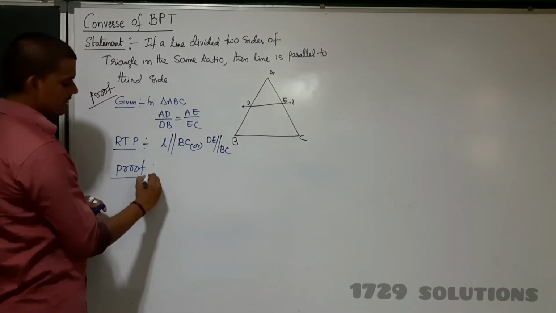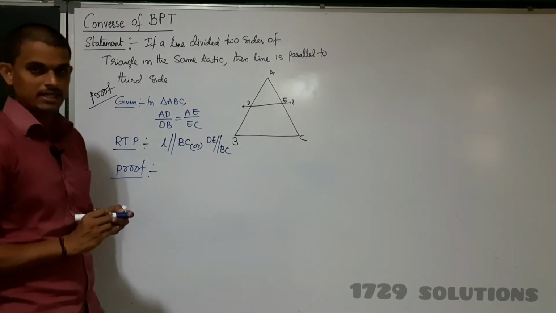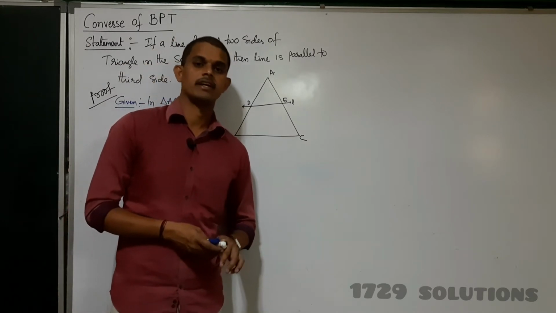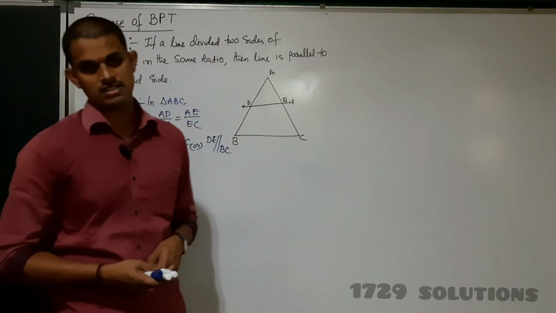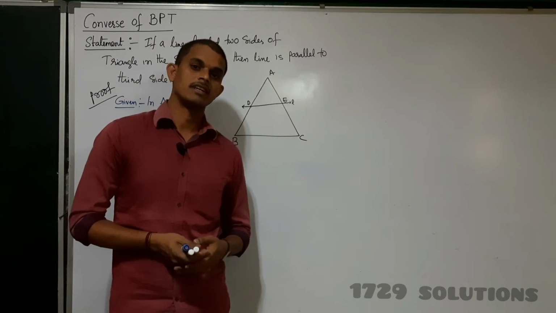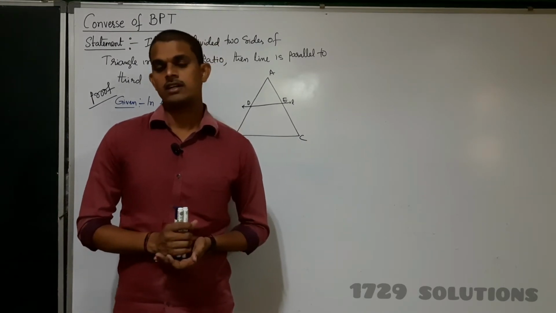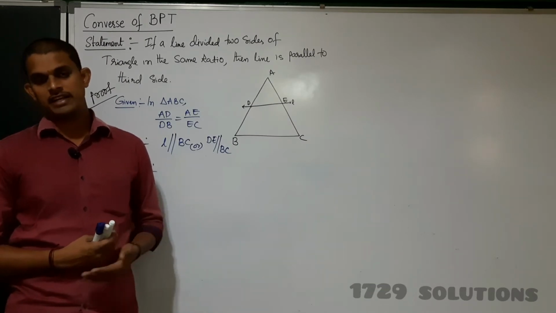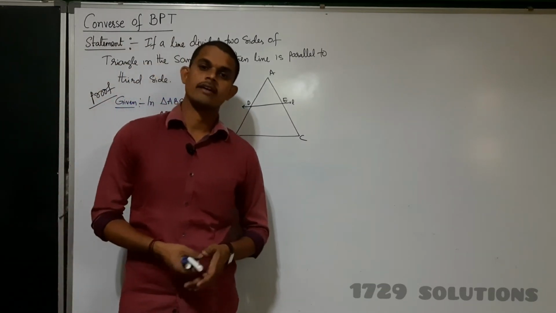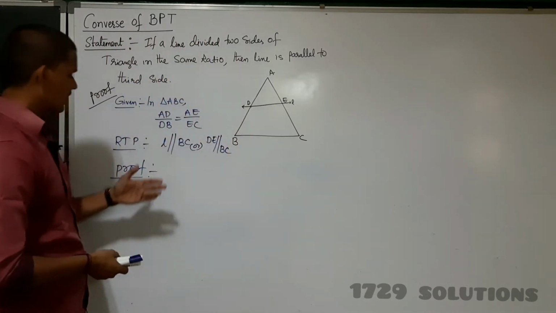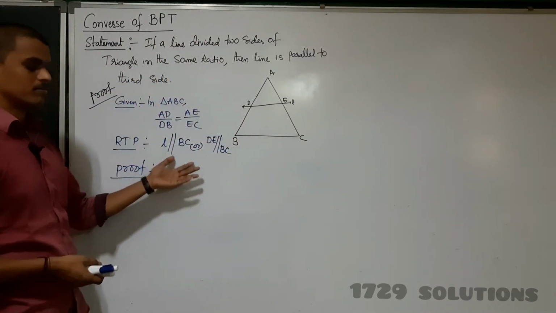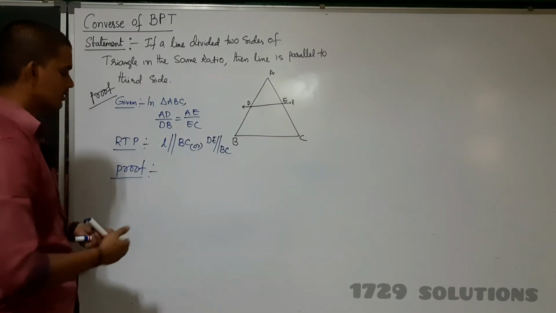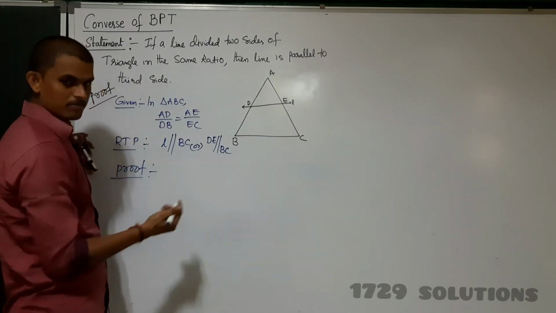The proof is very easy. We are going to prove it by the indirect method. We already proved so many theorems by indirect proof, like showing that root 2 is irrational. What was the proof we discussed in that? We took an indirect proof: let us assume root 2 is not irrational. Same here, we are going to take the indirect proof. What we want to show here is L is parallel to BC. So you should assume L is not parallel to BC.